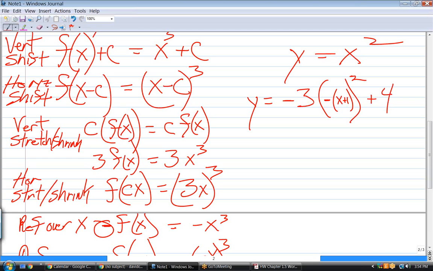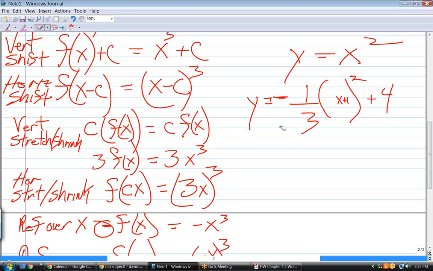So I got 2 reflections. I don't have a horizontal shift or scrunch in there, but I got 5 things going on here. In fact, let me not make it this complicated because that is a little confusing. So here we got 4 things going on. Let's make it harder. Let's make that a fraction, less than 1, with the sign. What four things do I have going on here? Start from left and go to the right.